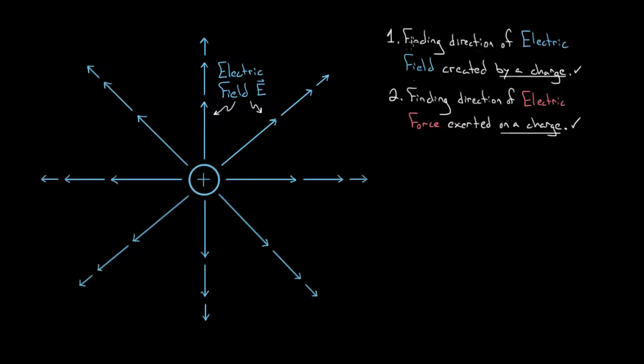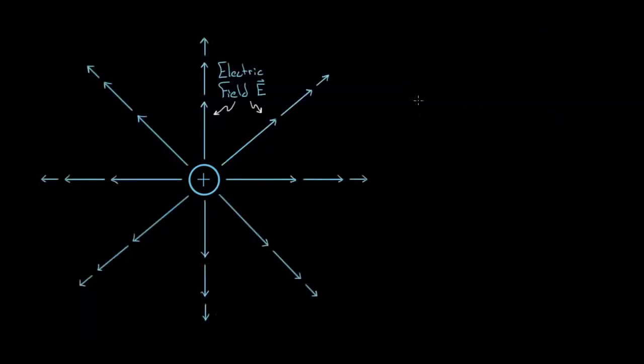How do you do these things? We'll do the first one first. Let's try to tackle this one. Let's try to figure out how you determine the direction of the electric field that's created by a charge. So let's say we didn't know this is what the electric field looked like around a positive charge. I just gave this to you, but how do we know that this is what the electric field is supposed to look like? What we can do is this.